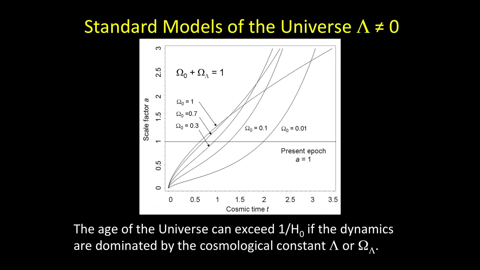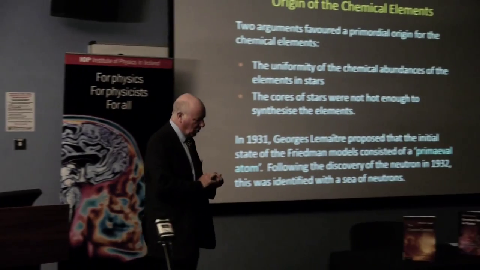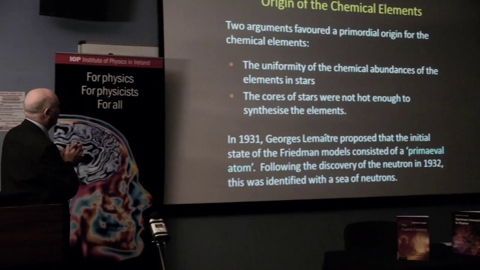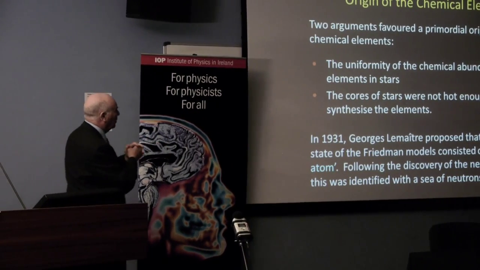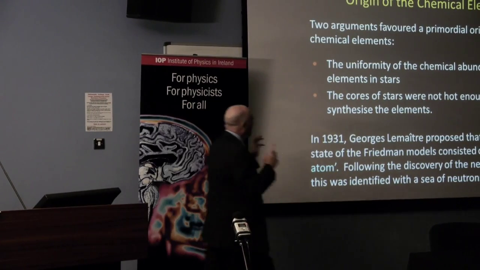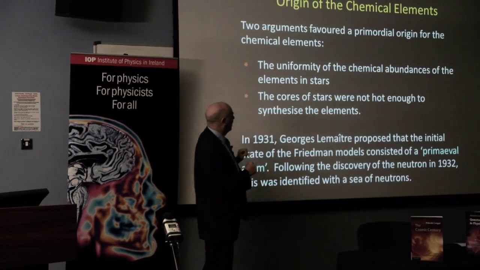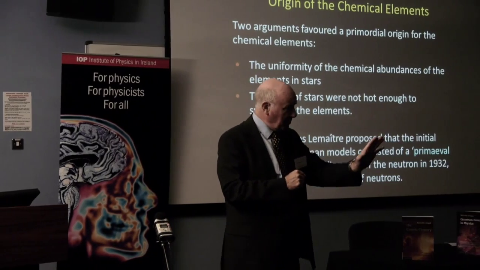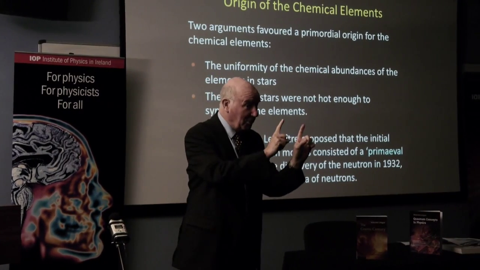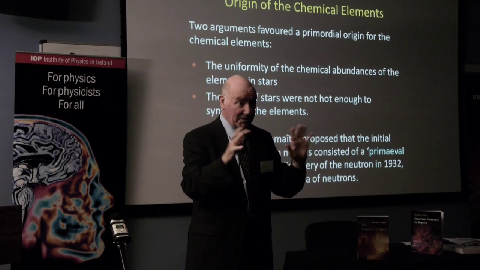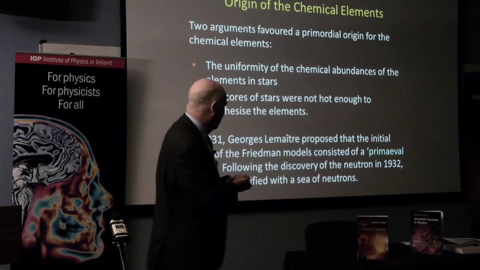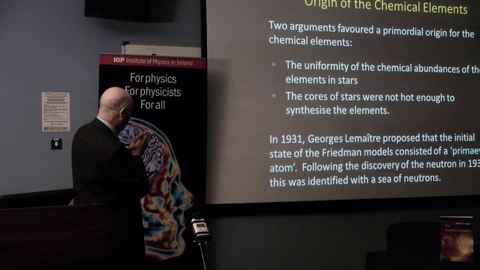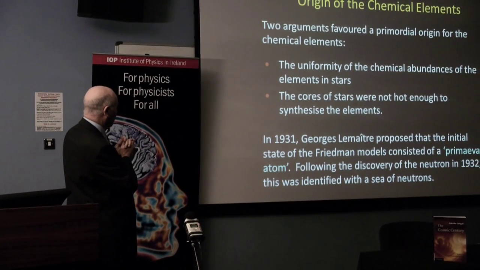Now, the other thing which happened about this time were the arguments about the origin of the chemical elements. There were 2 arguments in the 1930s that favored a primordial origin for the chemical elements. First of all, there was the uniformity of the chemical abundances of the elements in stars. Wherever you looked, to a first approximation, not to a second, but to a first approximation, the chemical abundances were more or less the same. This is some of the great work that was done in the 1920s, Milne and Payne-Gaposchkin and others.